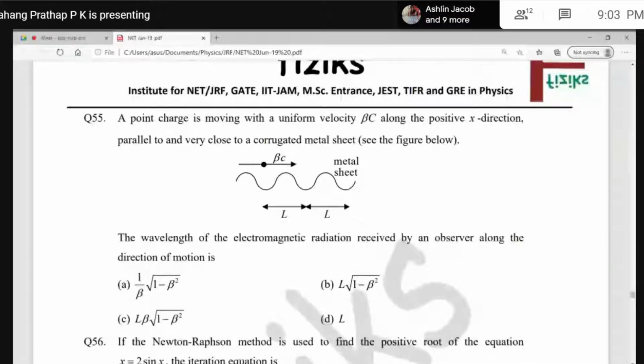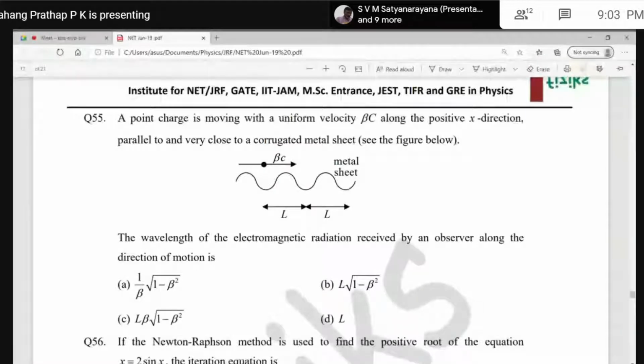Okay, yeah, I think this is just that relativistic Doppler effect. I don't remember the formula now, but we can check. But mainly, option A should have L. Otherwise, dimensionally it won't work.